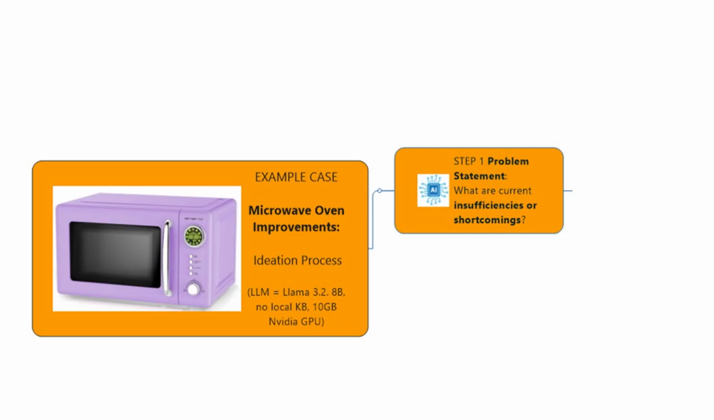An ideation process mostly starts with a problem statement. In our case, the question: what are the insufficiencies and the problems that users or manufacturers are facing? A first approach can be simply to ask product management or customers what the problems are. So that's the first thing. Second thing is, of course, we use AI. We prompt the language model to tell us what the current insufficiencies and shortcomings are.